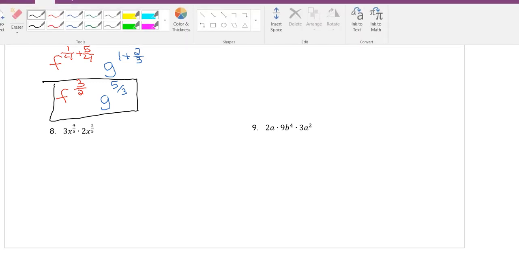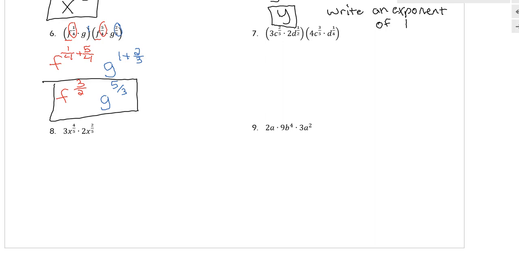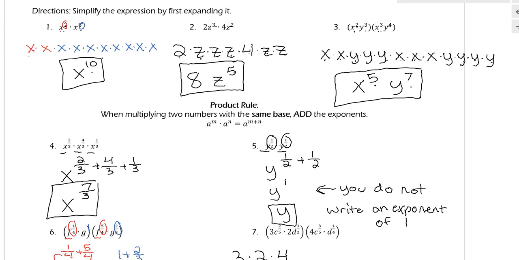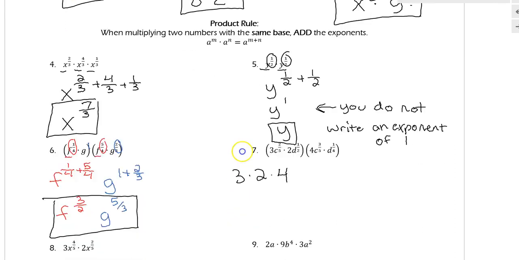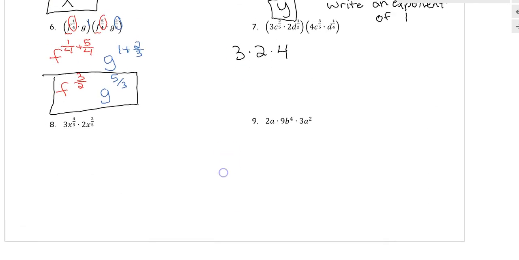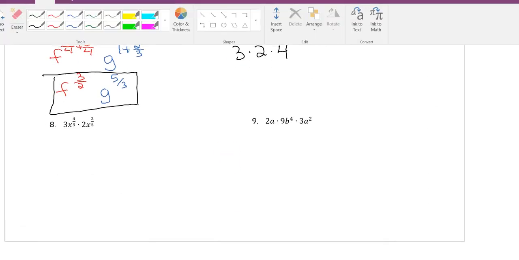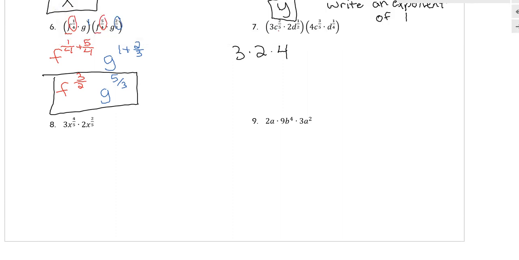All right, looking at number 7. Now again, this is a little different because I have my coefficients. When you have coefficients, you just multiply them. Right? It's just like what we did up here. The 2 and that 4 had nothing to do with how many z's there were. Okay? So I still need that 3, that 2, and that 4. Then I take my c's.